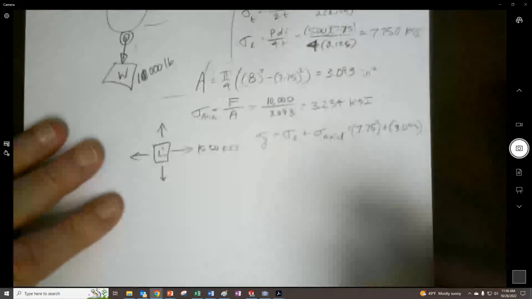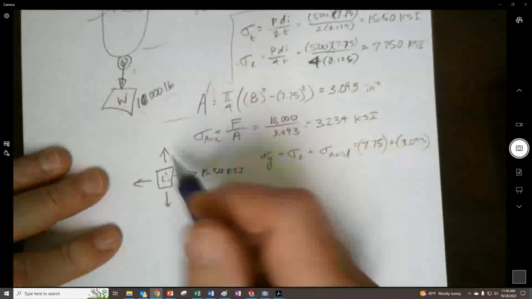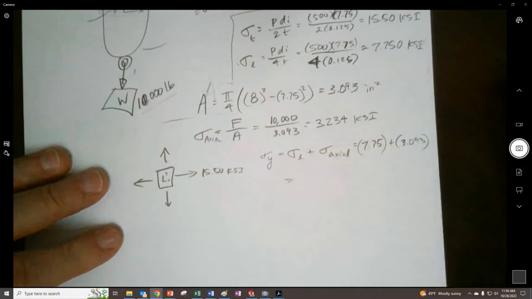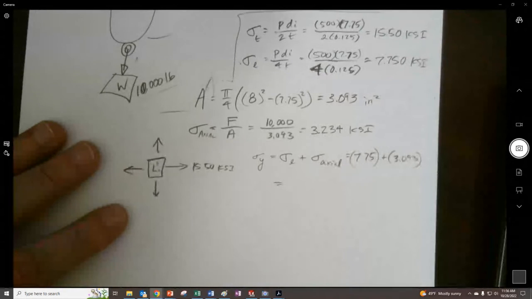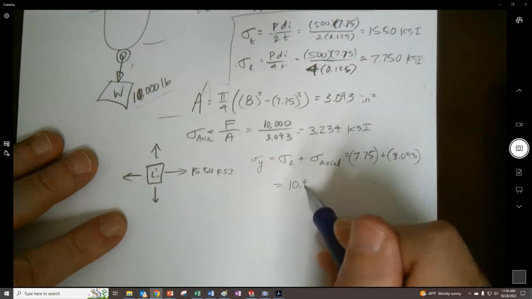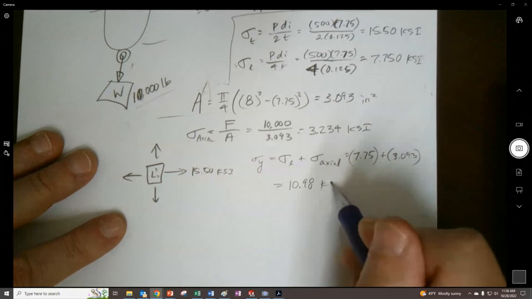Sometimes what I'll do is I'll put a weight on top of this thing to try to crush it down, or I'll put a twist onto it to make it give some amount. But anyway, adding those together, 7.75, you add them together, and it's still just 10.98 KSI.